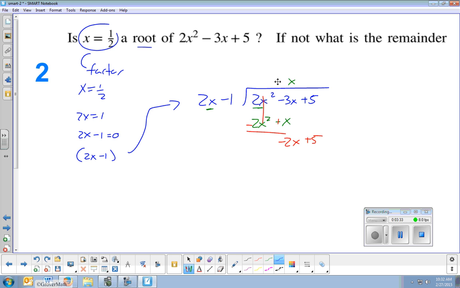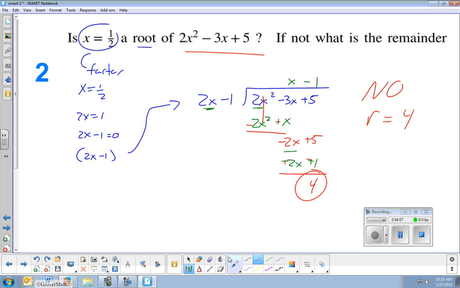Repeat. So we divide, distribute, change, combine, repeat. Negative 2x divided by 2x is negative 1. Distribute negative 1 to get negative 2x plus 1. Change signs here. Combine leaves me with a 4. Nothing left to bring down. Not a 0. The answer is no. Remainder equals 4. That means that 1/2 is not a root of this polynomial.